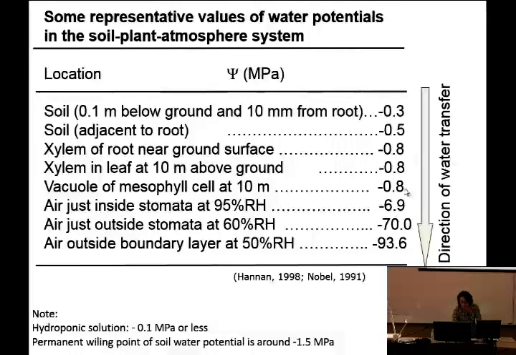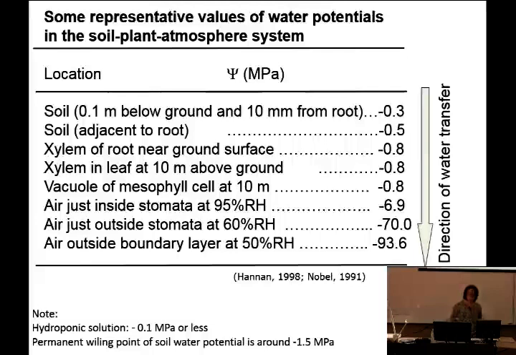And now the big difference is here. The mesophyll here is negative 0.8. And then inside the stomata, in the stomatal cavity, which is 95% relative humidity, near saturation, that itself gives a very negative value, negative 6.9 megapascal. So you see the big driving forces right here, and then also near-saturated stomatal cavity and outside the stomata, ambient humidity level, let's say 60% in this case, that's also a big jump. 6.9 and 70.0. So that's pretty much the driving force between the leaf and the air, basically pulling water to the air.